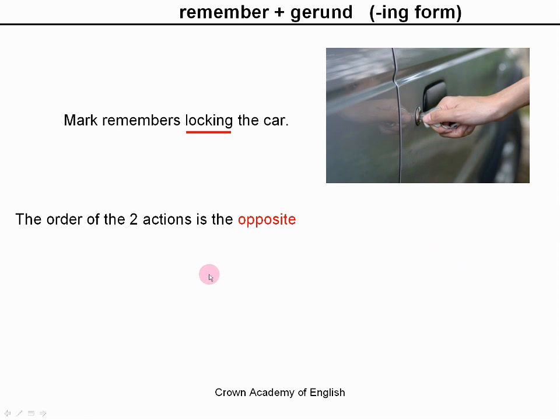Well, the difference is that the order of the two actions is the opposite. So this time, action 1 is the main action. So the first action is Mark locks the car.